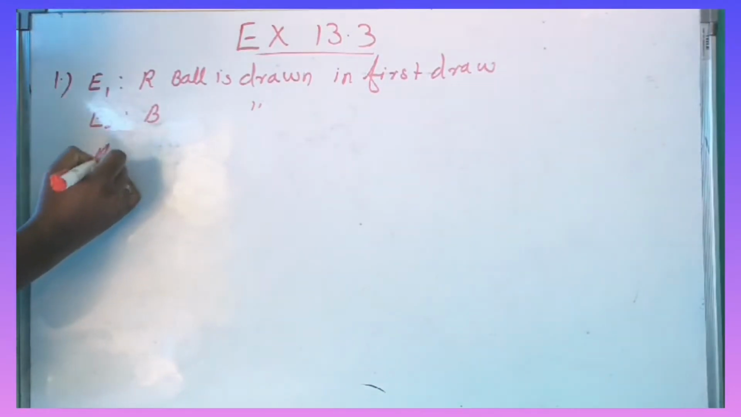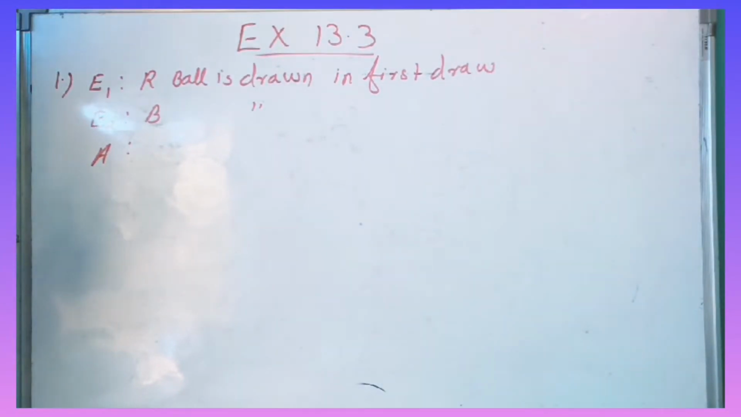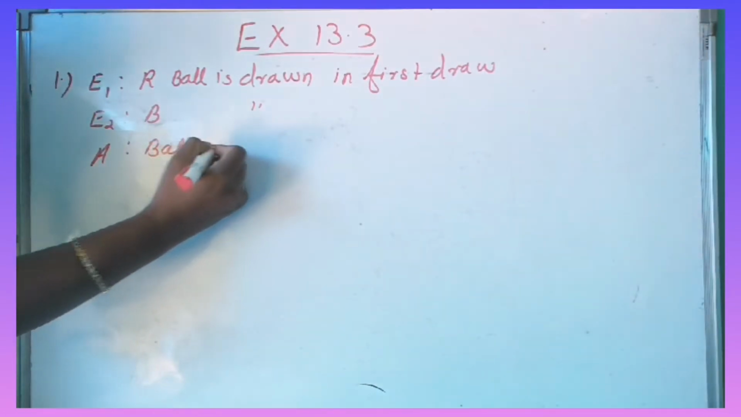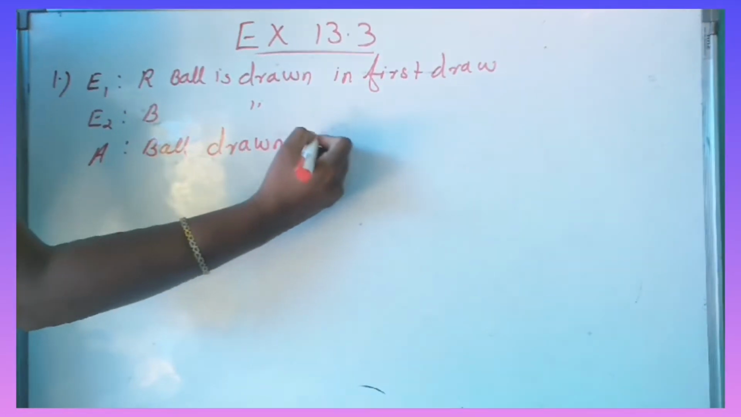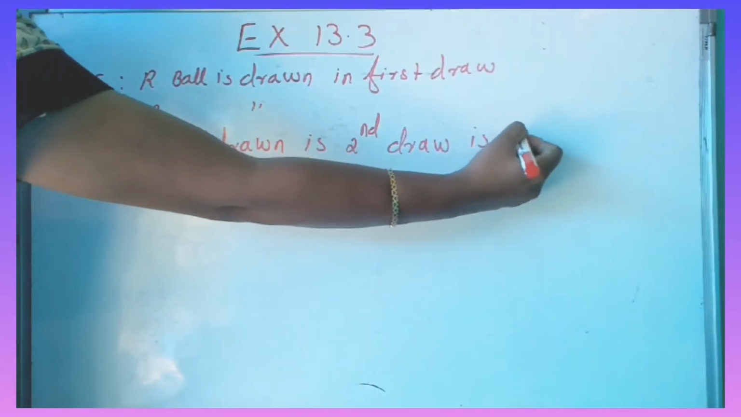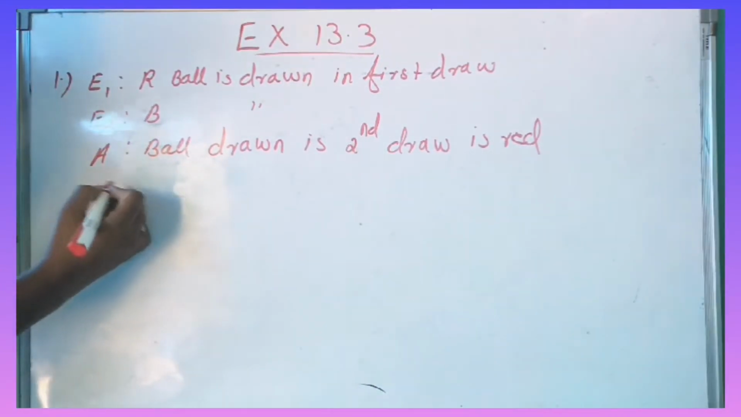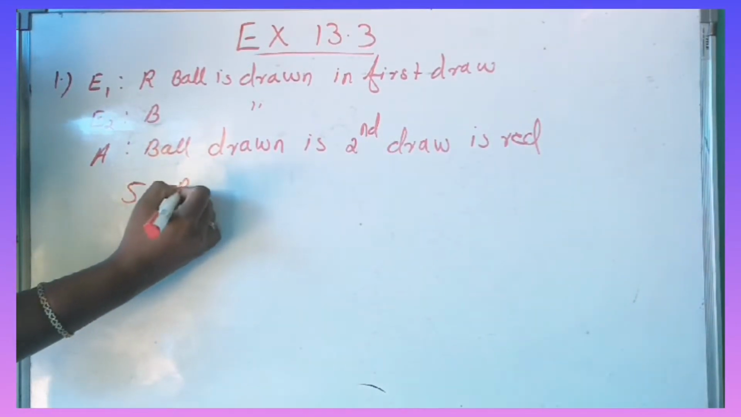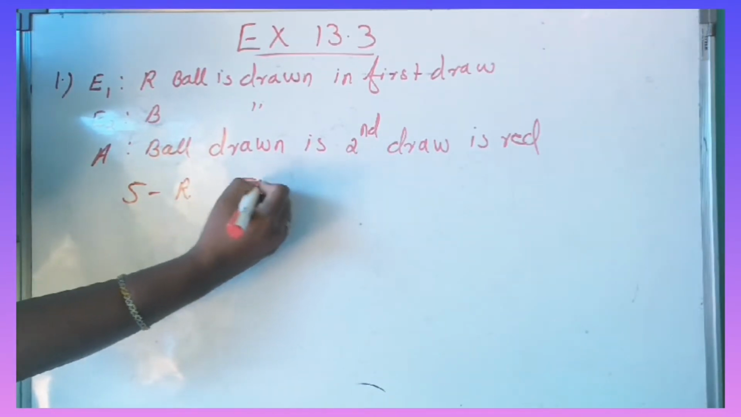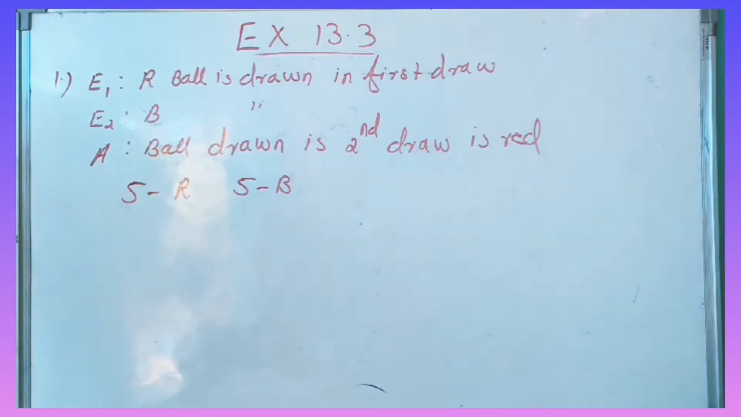So we will define our event as: let capital A be the event that the ball drawn in the second draw is red. That is our event A. Now we have 5 red balls and 5 black balls, right? We have 5 red balls and 5 black balls.